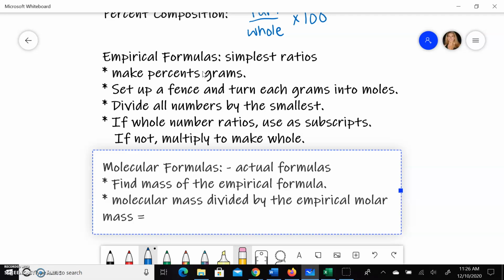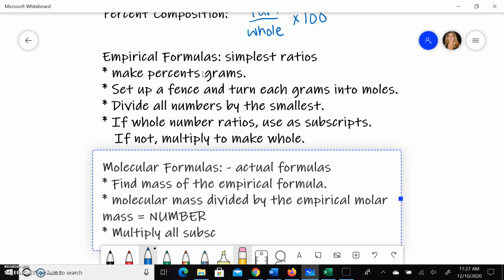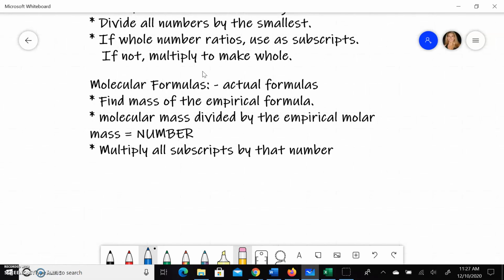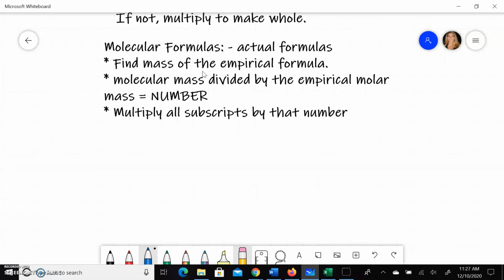And that will give you a number. That number is going to be used to multiply by all your subscripts. So then you're going to multiply all the subscripts by that number. So for example, in step 2, if you divide them and you get 3 as your number, then just multiply all the subscripts in the empirical formula by 3.